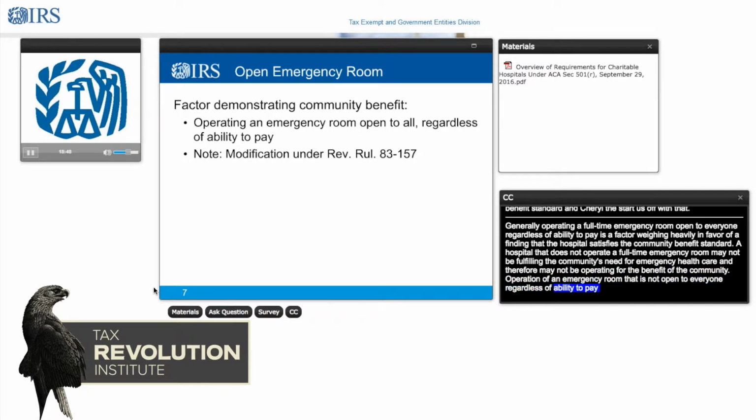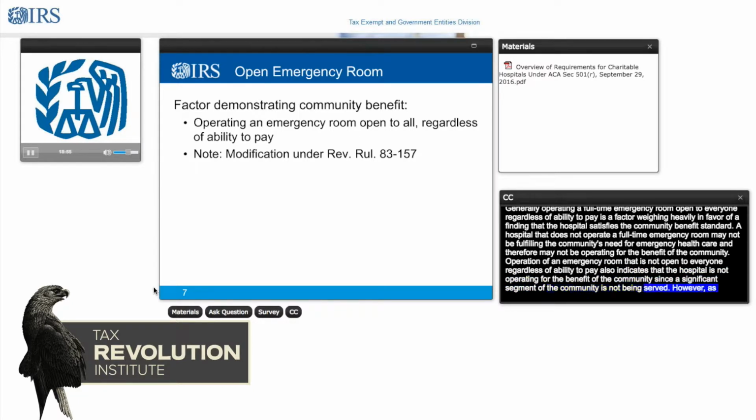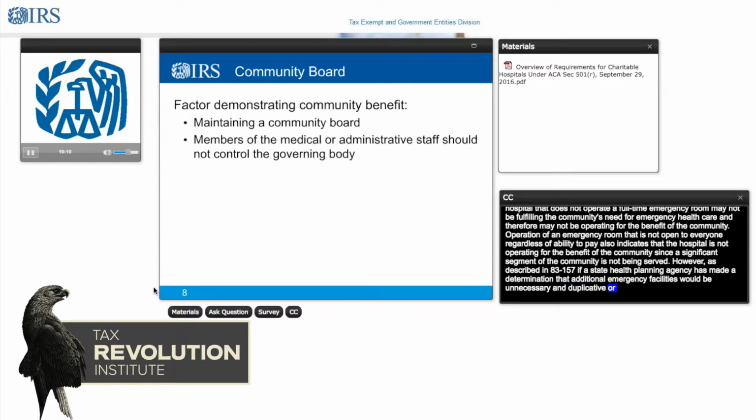However, as described in Rev. Ruling 83-157, if a state health planning agency has made a determination that additional emergency facilities would be unnecessary and duplicative, or if the hospital offers medical care limited to special conditions unlikely to necessitate emergency care, such as eye or cancer hospitals, then the fact that a hospital organization does not operate an emergency room will not, by itself, disqualify it as a 501(c)(3) organization.